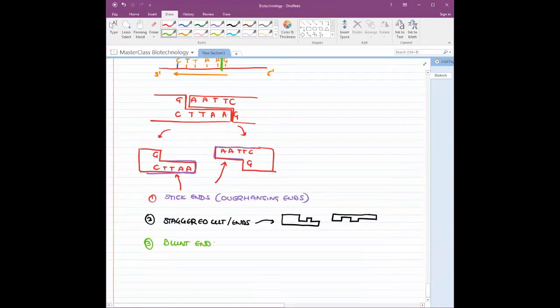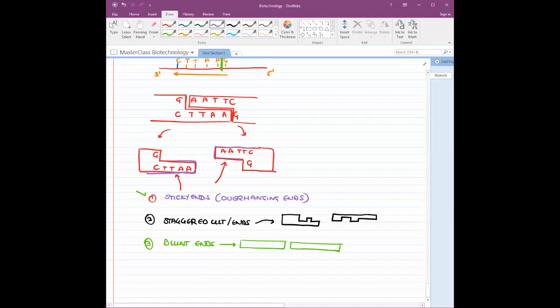This is the kind of cut we will never want. Why? Because you cannot actually adjust anything into the between part. So you don't want these ends. What you will always go for? The sticky ends.